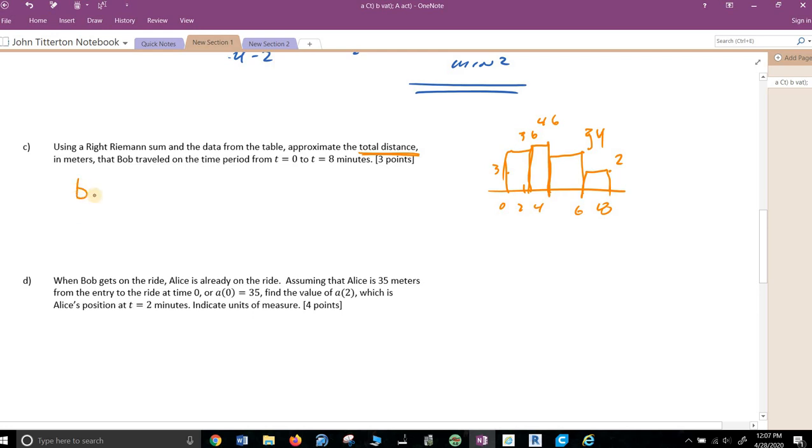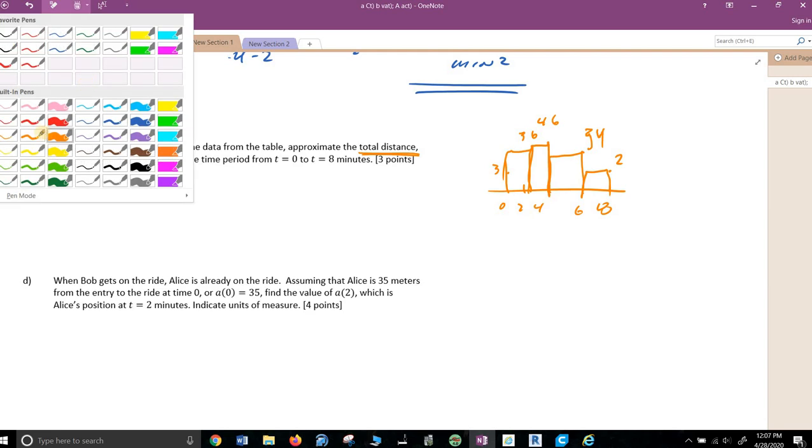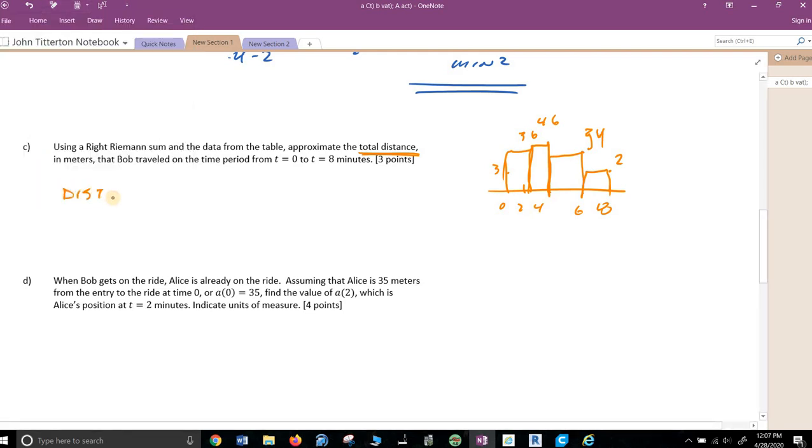So this is B of T, just means Bob's position. And actually we don't want that because it's not position, it's distance traveled. So distance traveled, and I would not abbreviate these, is the integral from 0 to 8 of the absolute value of the velocity of Bob. Make sure that looks very official.